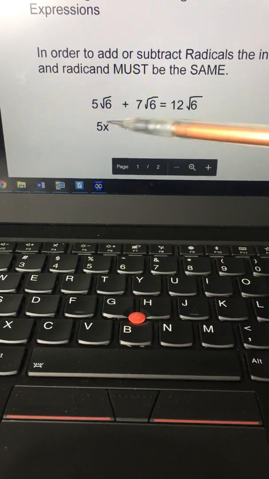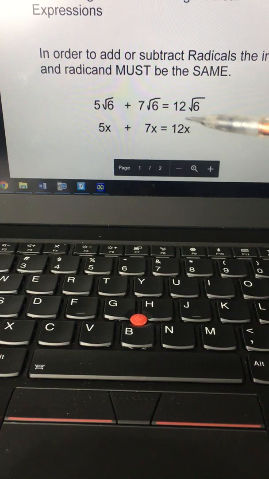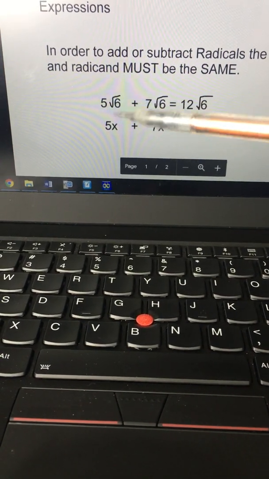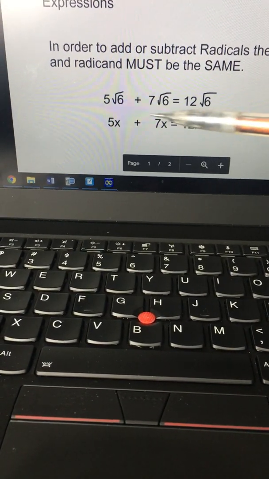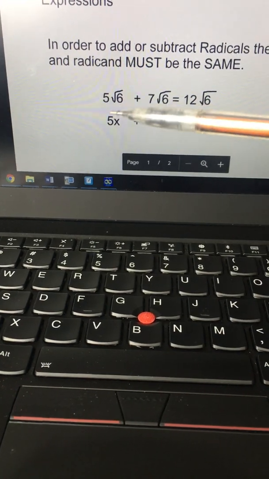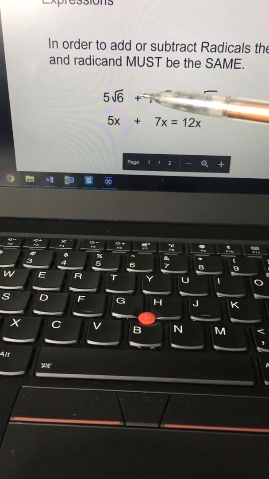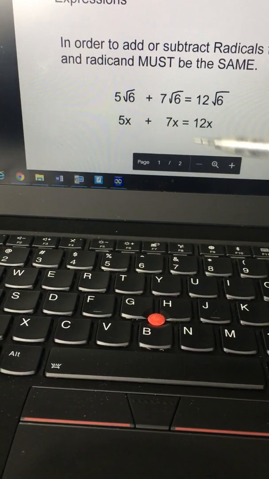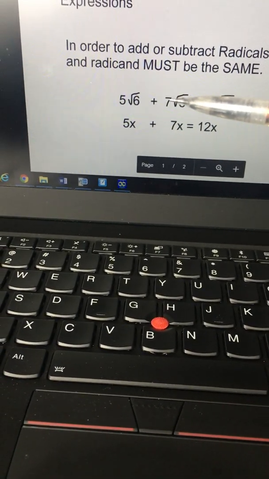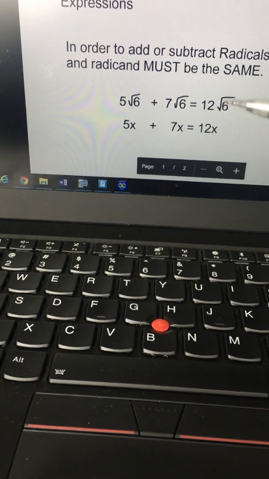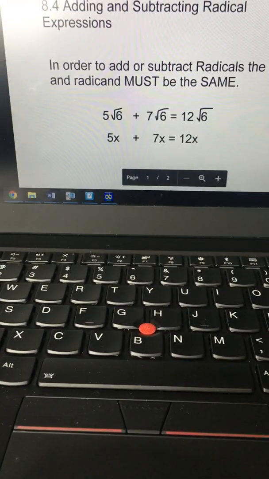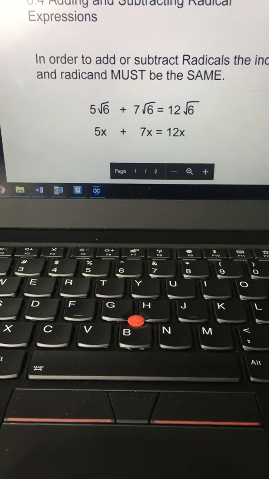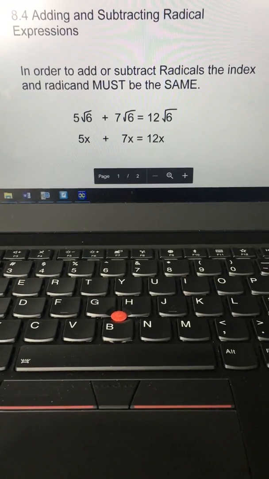It's very similar to like terms in algebra, right? Just replacing all the root 6's with x. 5x plus 7x, yes, we can combine those because they are like. With addition, we have to have like terms in order to add. What do we add? We add the coefficients and we keep what's like. So we just add the 5 and the 7. We keep the like root, which is root 6. Same index, same radicand. That is the only way you can add.